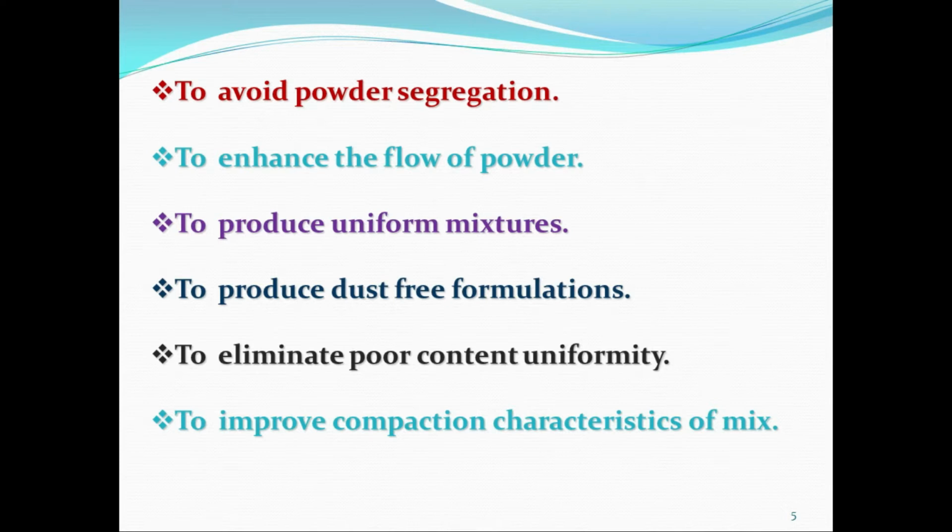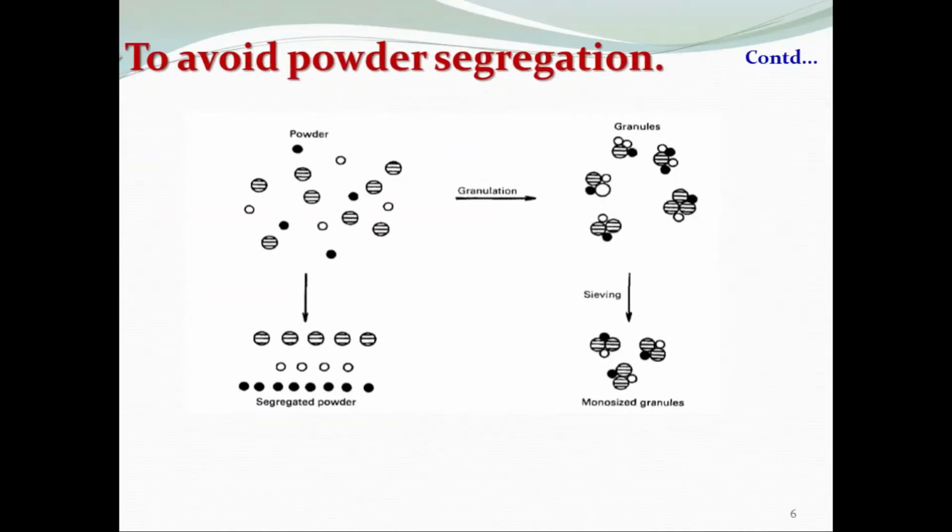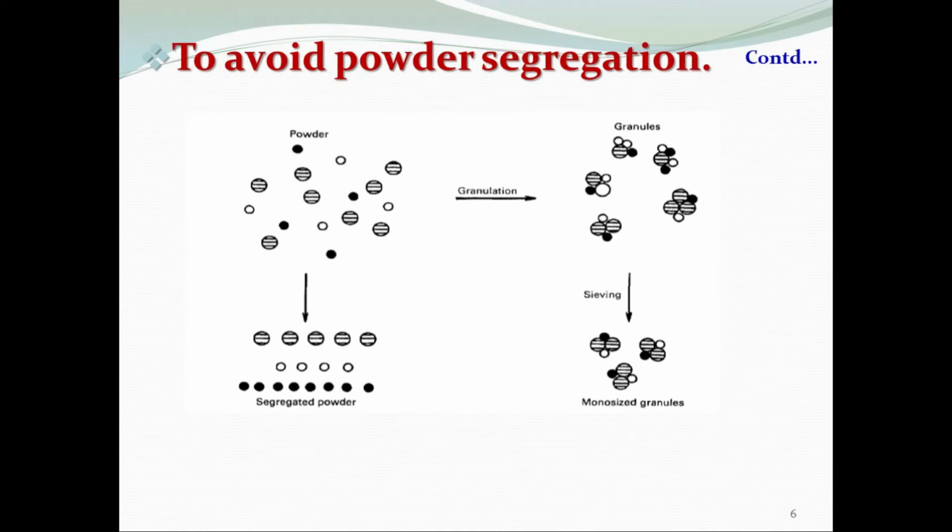And lastly, to improve the compaction characteristics of the mixture. Okay, these are the four needs or reasons why we need to convert our powder into granule form. Now we will look one by one at what actually powder segregation is and what the flow of powder is. Firstly, we will look at how to avoid powder segregation.